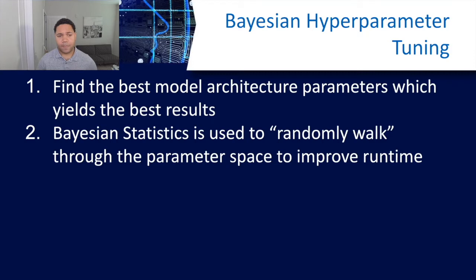Bayesian hyperparameter tuning. So this is used to train the model parameters of the model architecture that's chosen for our process here. Now this is a little bit different from model optimization.